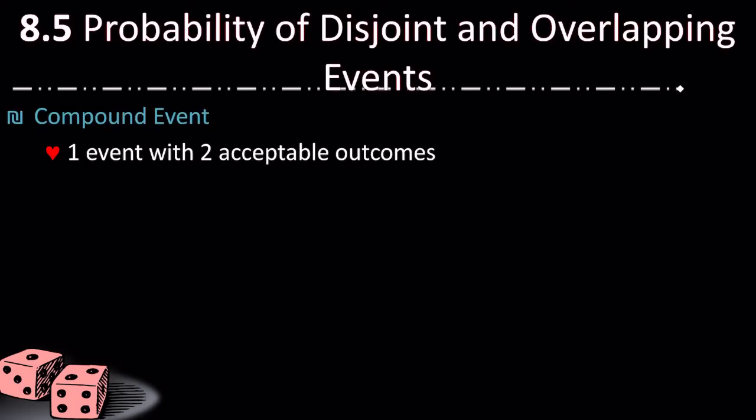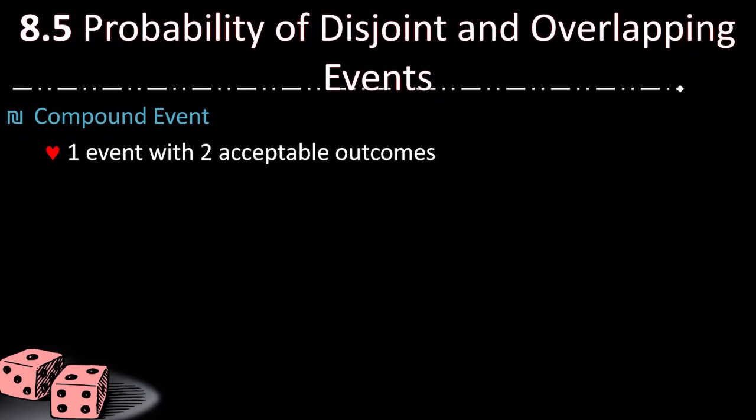A compound event is one event with two acceptable outcomes. So this is different than what we've done before. Maybe we had two events with two outcomes, so each event had its own single outcome. It's always been each event has one outcome. Now we're looking at an event where we'll accept two different outcomes.